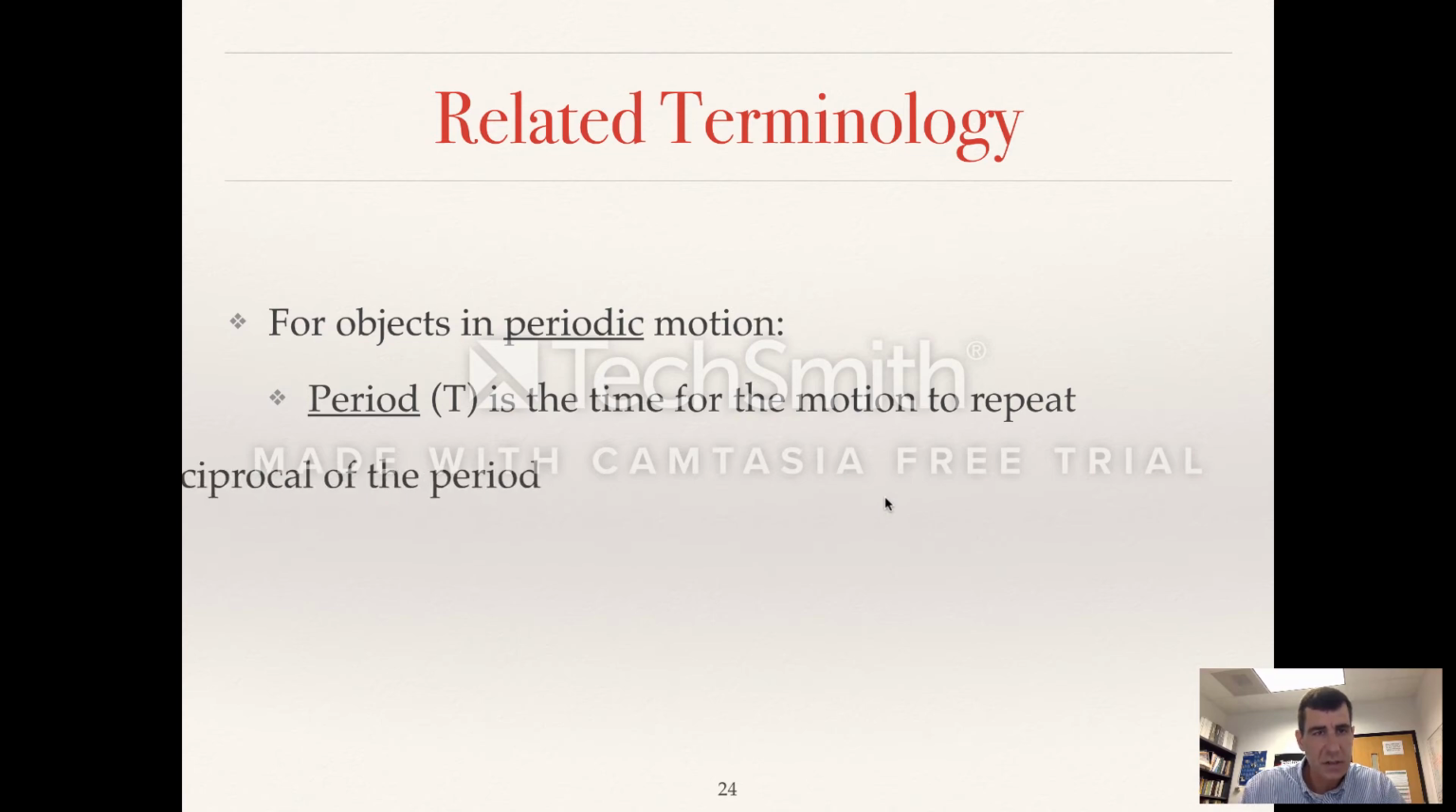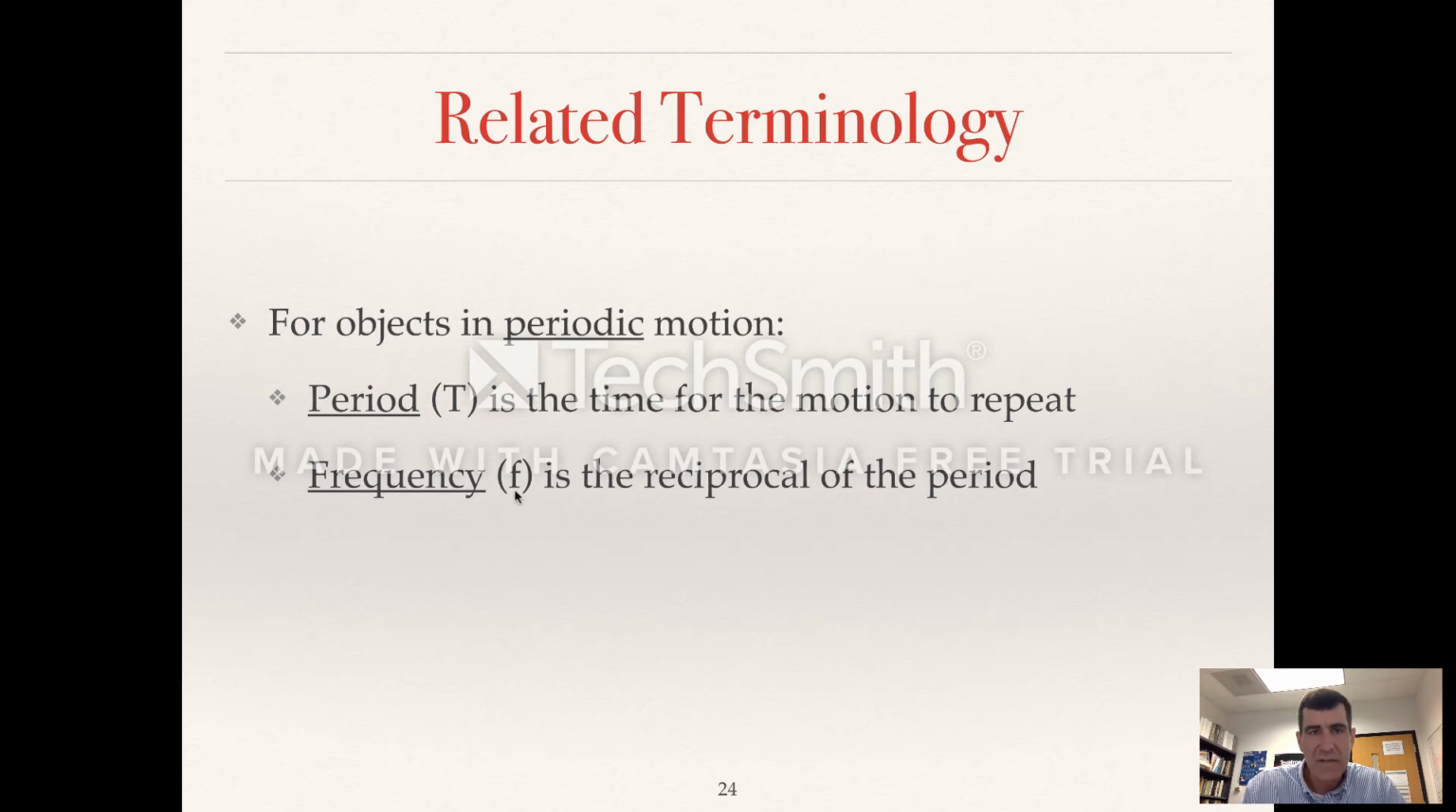Now, sometimes it's also convenient to talk about something called the frequency, f. The frequency is just the reciprocal of the period. So the period is the time for one revolution. The frequency is the number of revolutions per time. So they're reciprocals of each other. So f is 1 over T, or T is 1 over f.